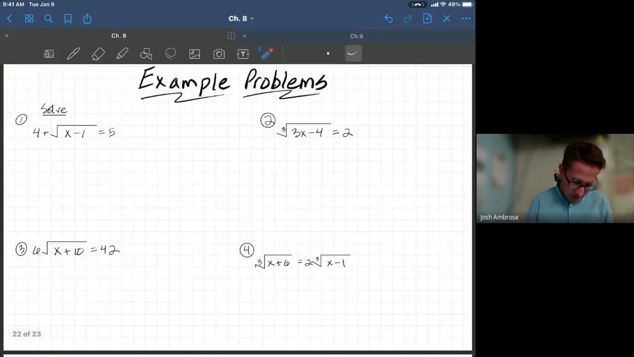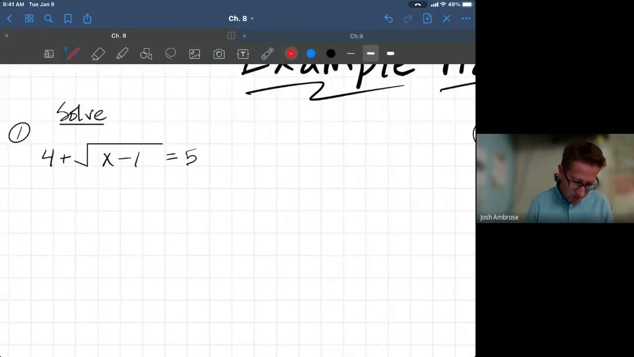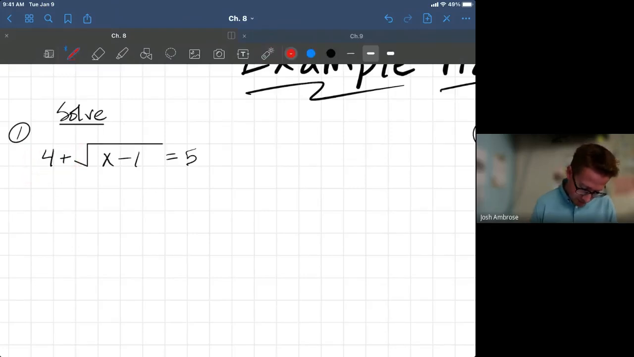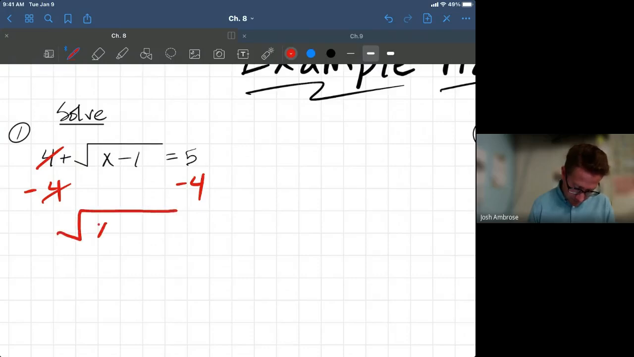Example problems. First one here. As I said, you have to isolate the radical. And in doing so, that means we either multiply or divide first or add or subtract. And what we're looking at here is this 4 that can be eliminated. How do we get rid of this 4 right here? We're going to have to subtract the 4 on both sides. Okay, so that's going to allow these guys to cross out. You're going to be left with the square root of x minus 1 now equals 1.